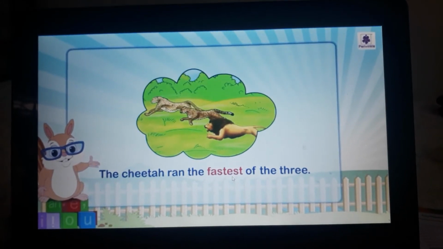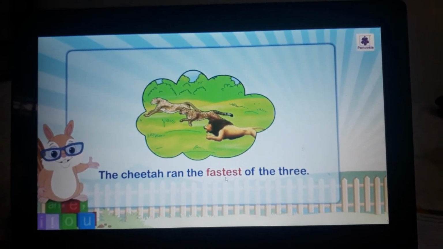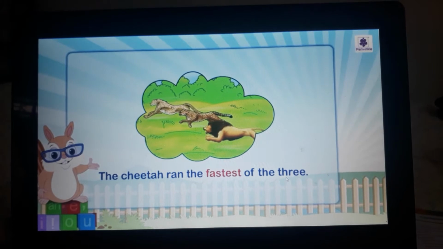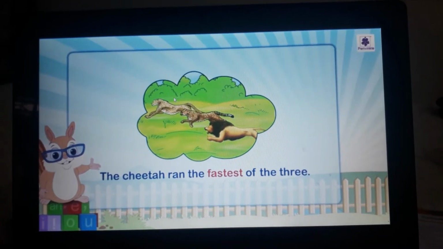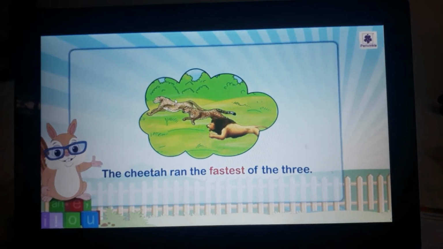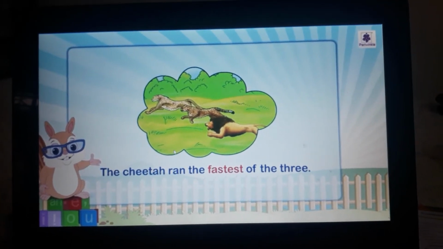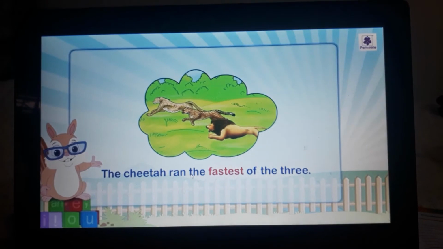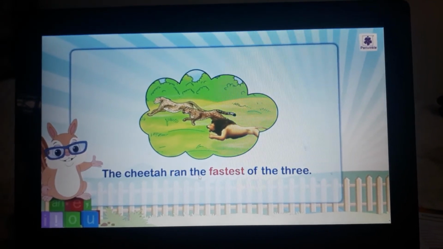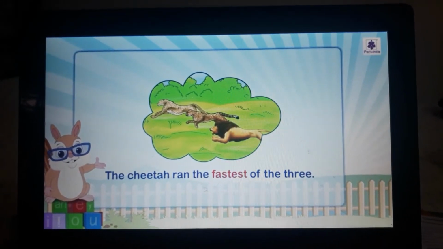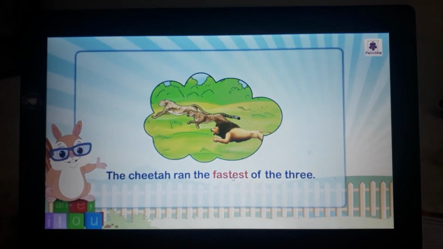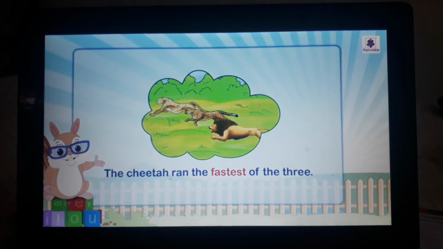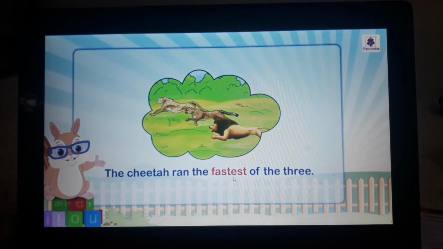In the third category, the cheetah ran the fastest of the three. इन तीनों में कौन सबसे तेज़ भागता है? चीता. और इससे पहले मैंने आपको बताया भी था that for a superlative degree we are using the before the verb. So the cheetah ran the fastest of the three.